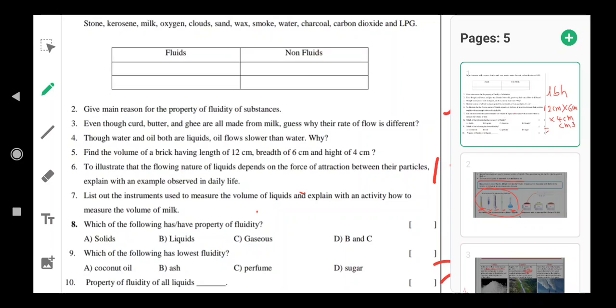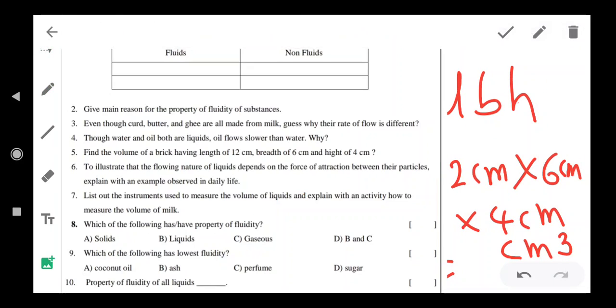And how to measure the volume of milk? You know, daily we take milk from the milk vendor. He measures with a measuring jar. From that we measure the milk, like 1 liter, half liter, etc. Okay, so we go for the next question.